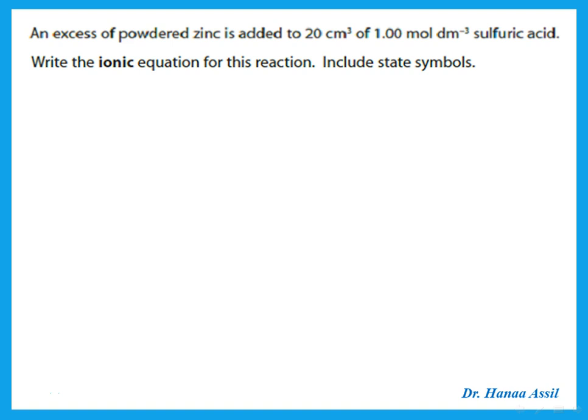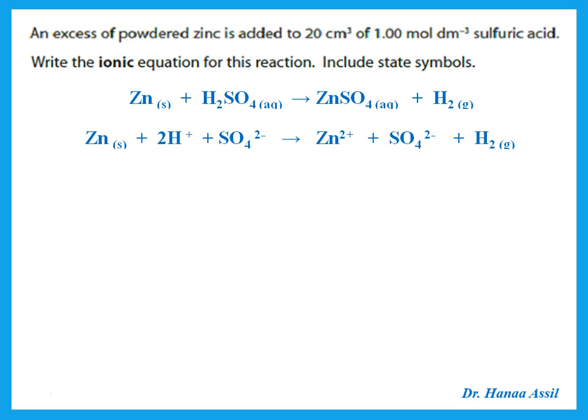An excess of powdered zinc is added to sulfuric acid. Write the ionic equation for this reaction. Include state symbols. So I'm reacting zinc with sulfuric acid. Well, that gives me, first of all, zinc sulfate plus hydrogen. Of course, zinc is a solid, hydrogen is a gas, so nothing happens to them. I ionize the acid and ionize Zn2+. What is the same on both sides of the arrow? Sulfate is the same on both sides of the arrow, and I'm left with this net ionic equation.